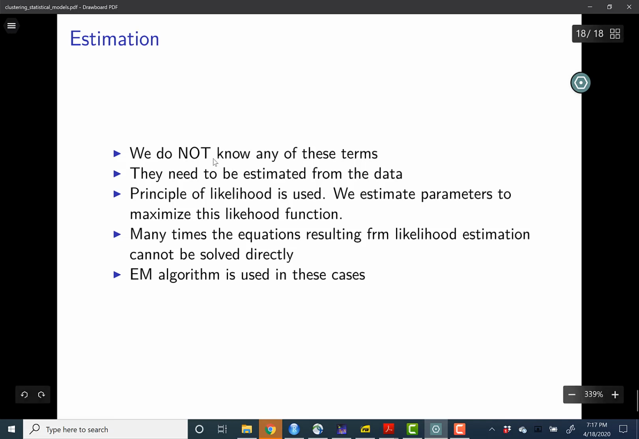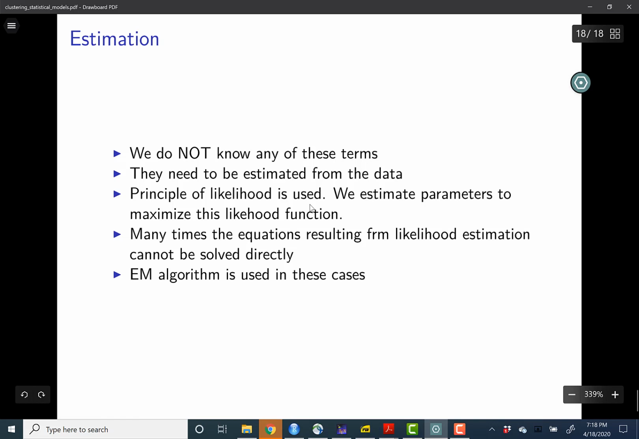In k-means clustering, we only had to decide how many clusters there are, and the algorithm took care of everything. Here we have to decide how many clusters, what distributions. Then each distribution has its own set of parameters. So we have to make a lot more effort here. So we need to estimate all of these parameters from the data set. We will be using the principle of likelihood, or maximum likelihood. So the idea is we build this likelihood function from the data set, and we estimate parameters in order to maximize this likelihood function.